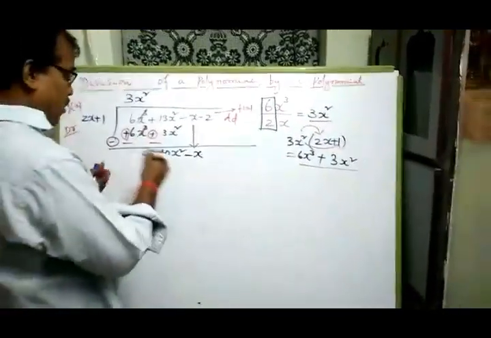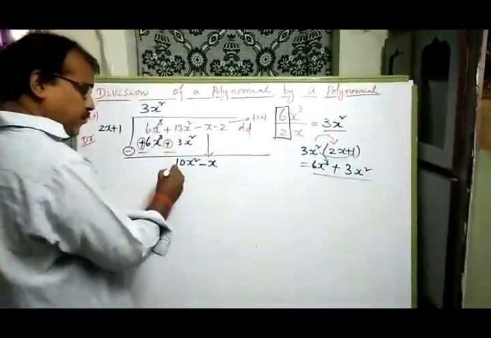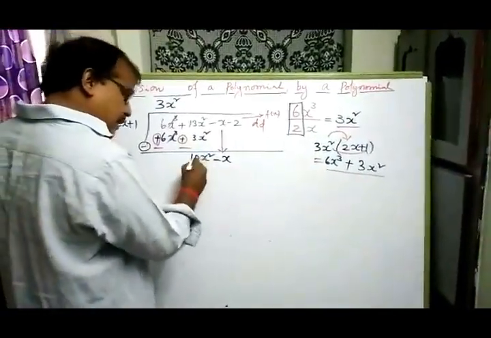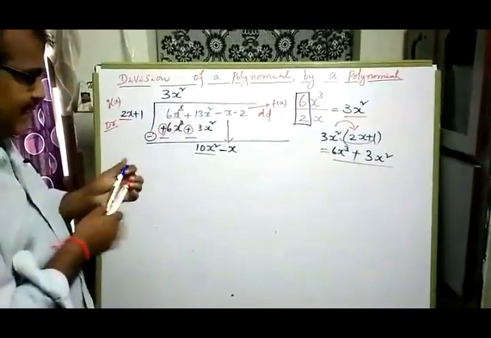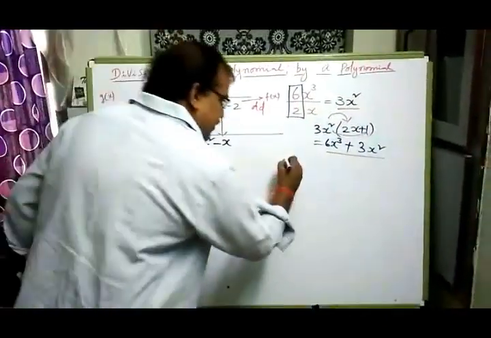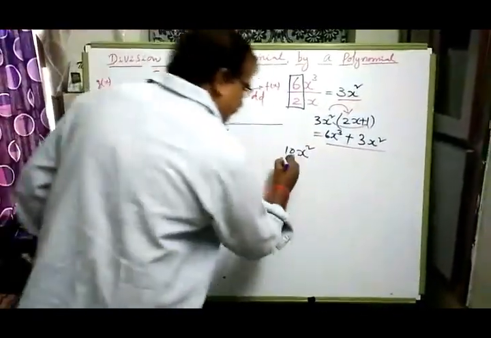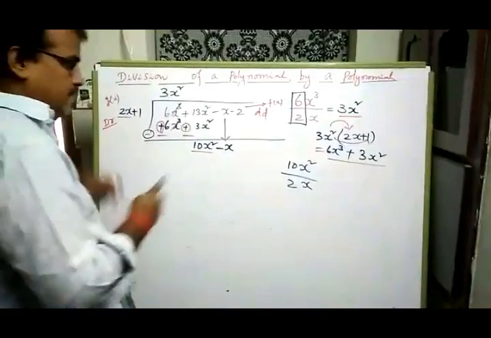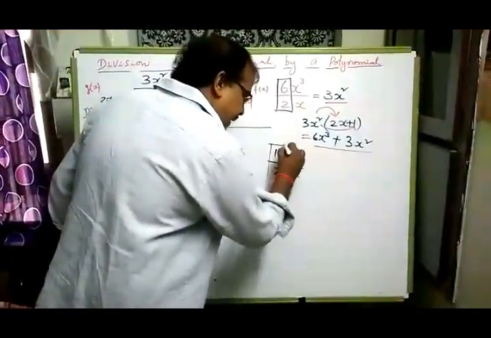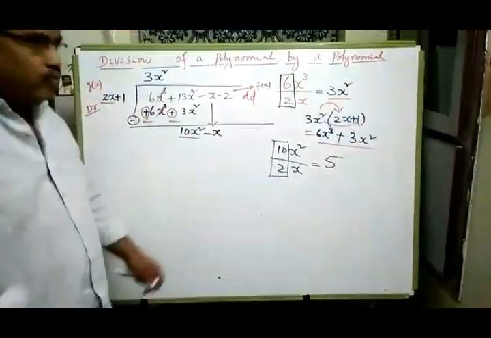Now what is the new dividend? 10x square minus x. What is the first term of 10x square minus x? This one. And the first term of the divisor. Again the same process as before: 10x square by 2x. 10 by 2 is equal to 5.